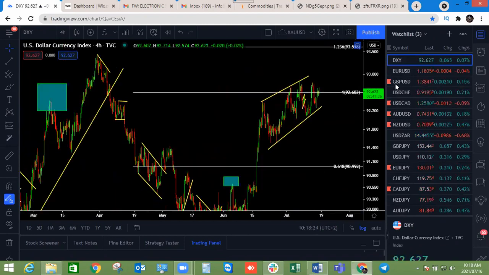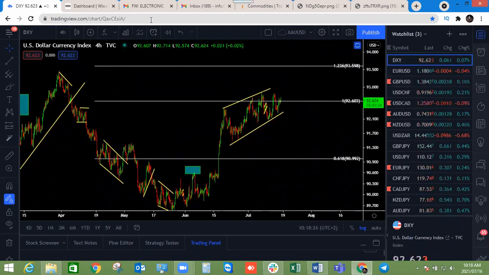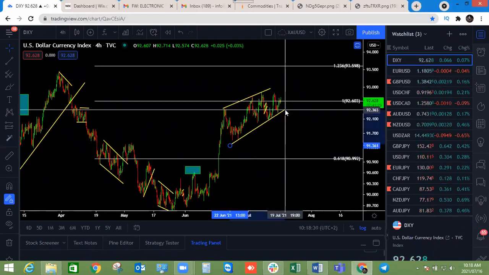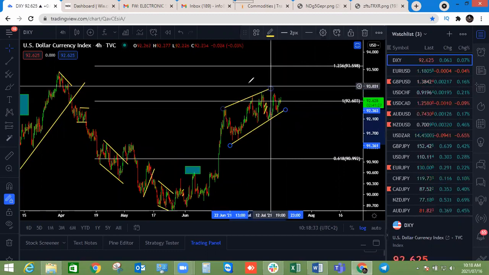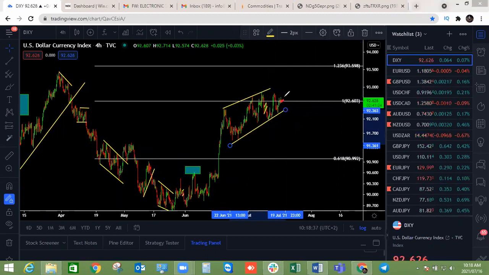So yesterday with the DXY, we looked for this to start making the three waves to the downside. We still have not broken out of this ending diagonal. We're still pushing up higher, but the divergence is still there. Even if we do see this one make a move to the upside here, we are still expecting that we're going to see downside. Okay, so that is normal.